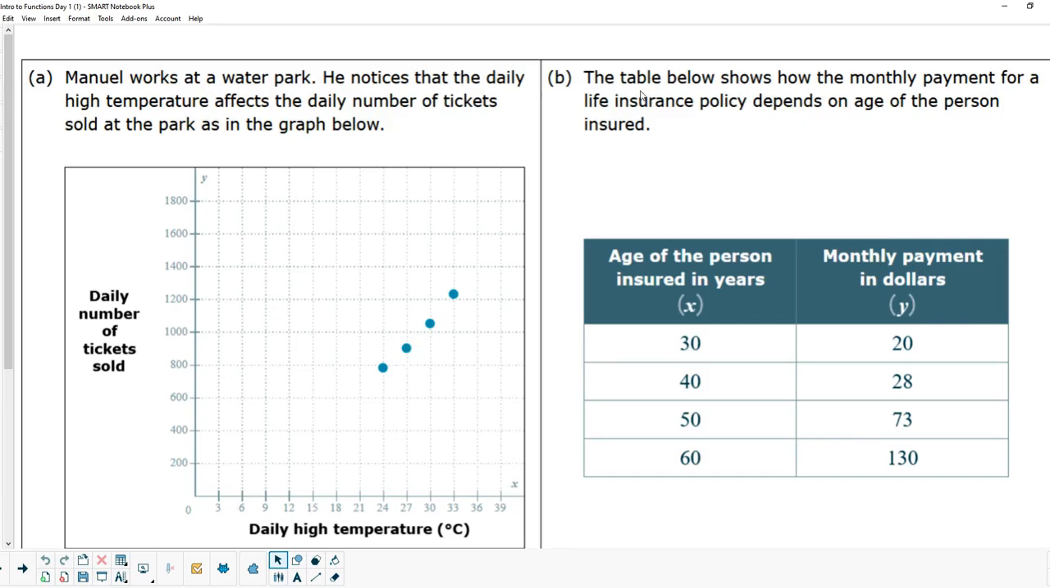Here's another one. The table below shows how the monthly payment of a life insurance policy depends on the age of the person. So you notice as the person gets older and closer to death, if you think about it, the amount that they charge you for their life insurance also goes up. So age is the independent variable. The dependent variable is how much they're going to charge you.